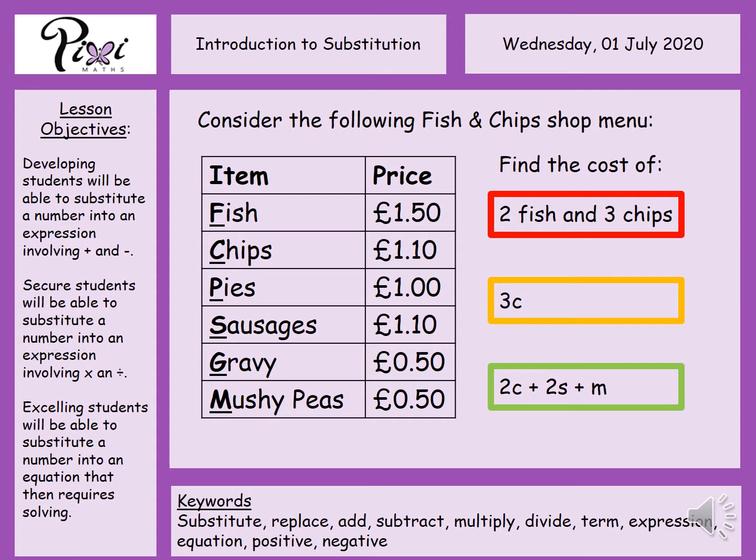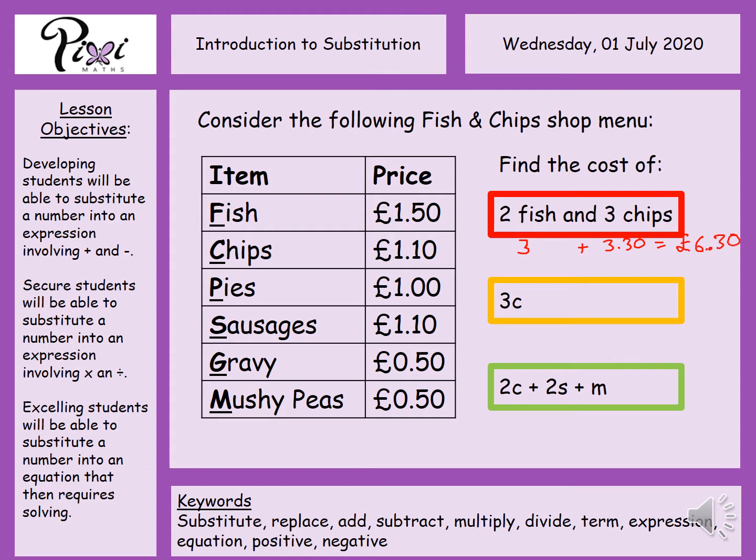Okay, so this first one we've got 2 lots of £1.50, so that would be 2 times £1.50, which is £3, plus we've got 3 lots of chips, so 3 lots of £1.10 is £3.30. So altogether that would be £6.30.